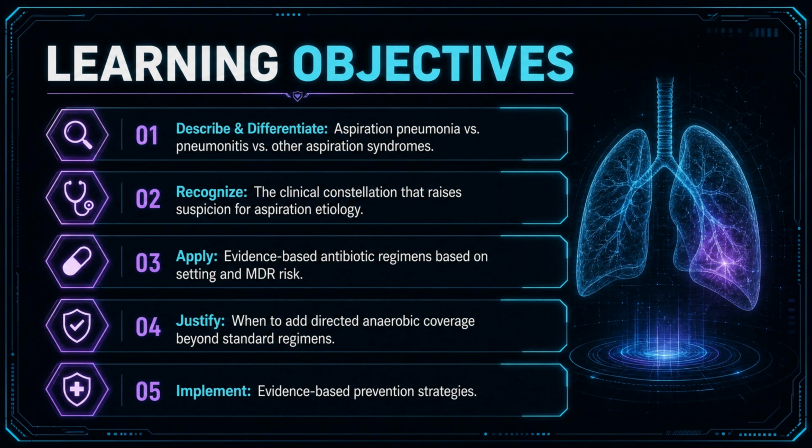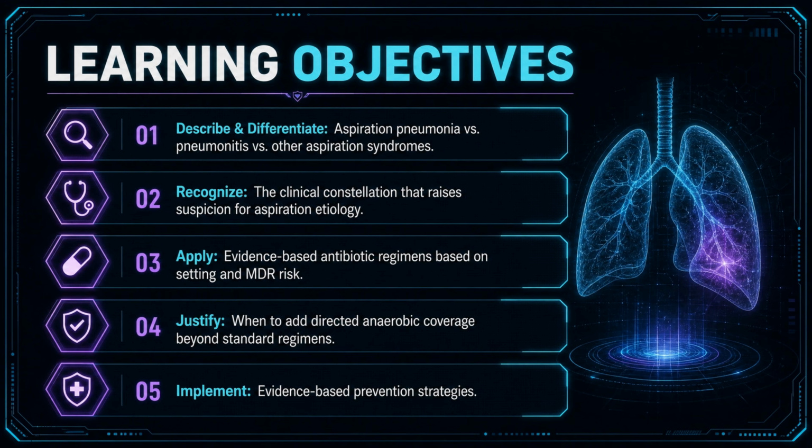This lecture will equip you to confidently recognize, diagnose, and manage aspiration pneumonia in adults. By the end of our time together, you will be able to describe the epidemiology of aspiration pneumonia and differentiate it from aspiration pneumonitis and other related syndromes. You will learn to recognize the clinical constellation that should raise your suspicion for an aspiration etiology, and how the patient's position during the aspiration event directly dictates the distribution of infiltrates on imaging.